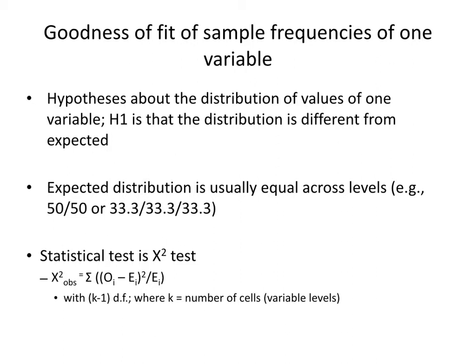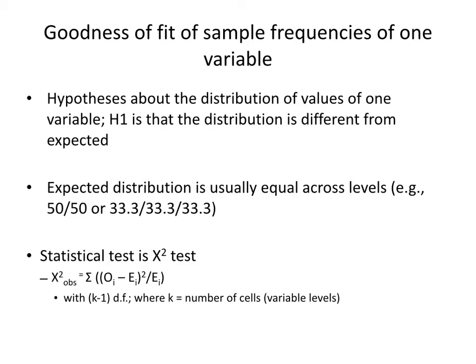So that's the statistic for looking at a mean. What if we're looking at ordinal or categorical data? Then the question is goodness of fit. Does the distribution in a sample differ from what is expected? So this is a hypothesis about the distribution of values from one variable. And is that distribution different from expectations?